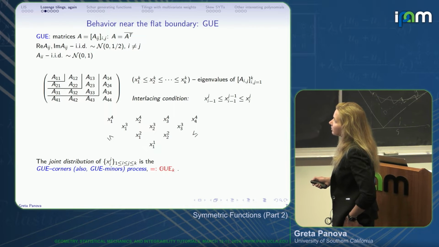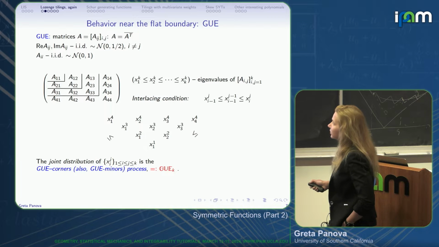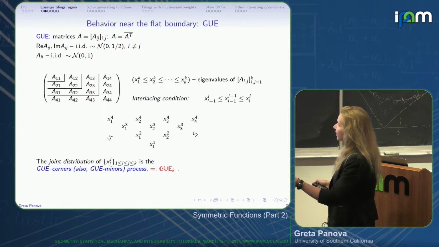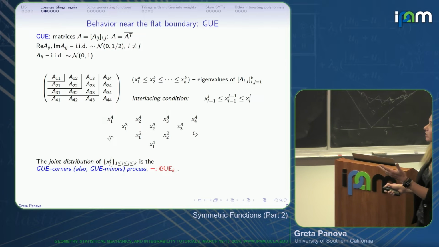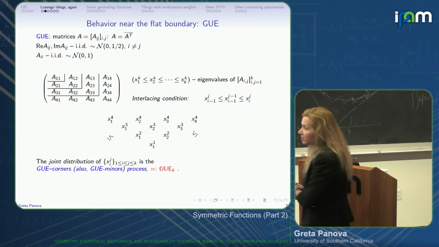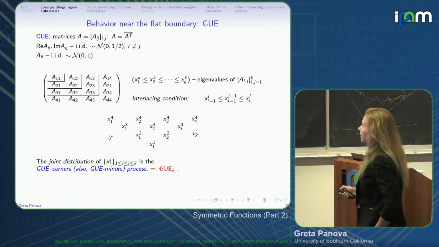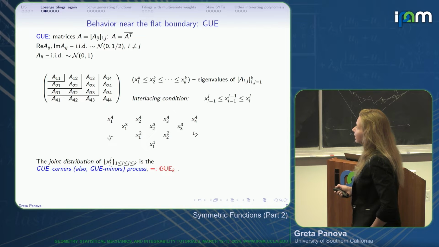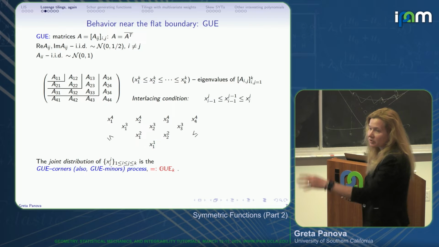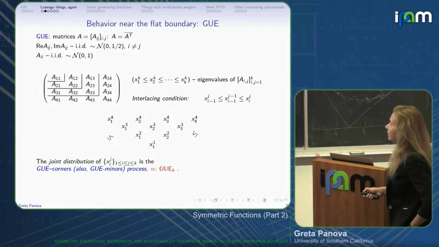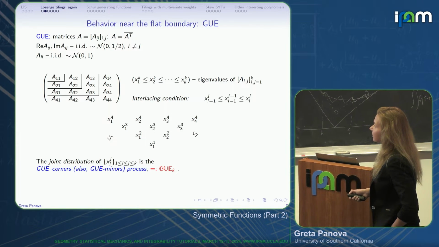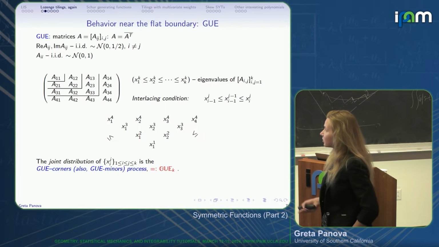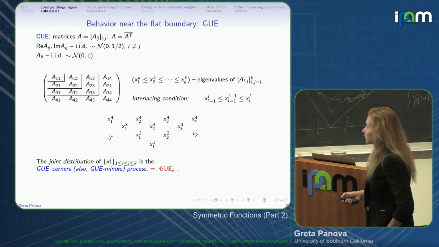And so we are choosing these entries according to these distributions, and we start looking at the eigenvalues of the submatrices, the 1 by 1, 2 by 2, 3 by 3, and so on. So we get vectors of numbers. Of course, because these are Hermitian, the eigenvalues are going to be real. So we can actually order them. And this is more of a linear algebraic fact that they are going to interlace as well, just like the picture I showed earlier, this time for the eigenvalues. And so this vector of random variables that we are obtaining this way is going to be the GUE corners or minors process. We're going to denote it by GUE_k.